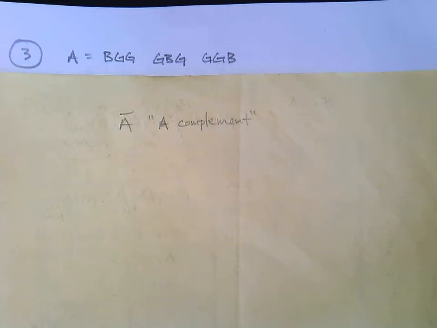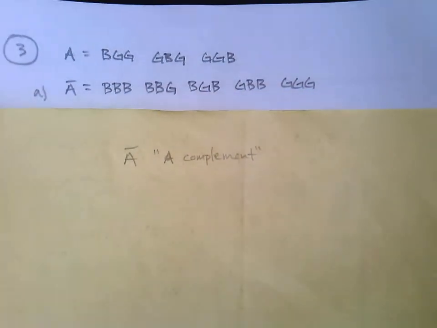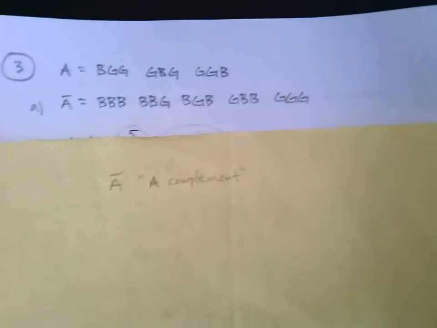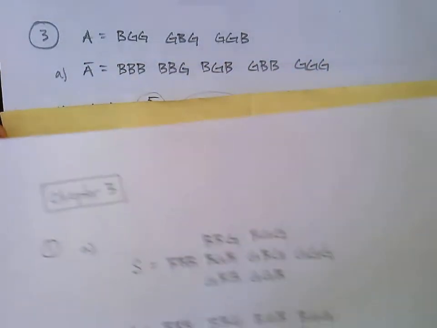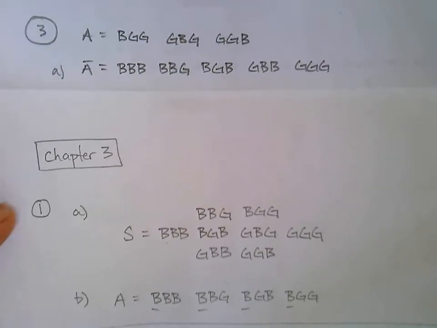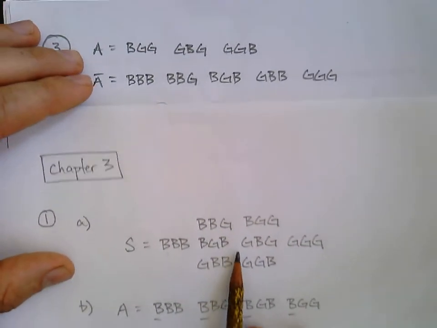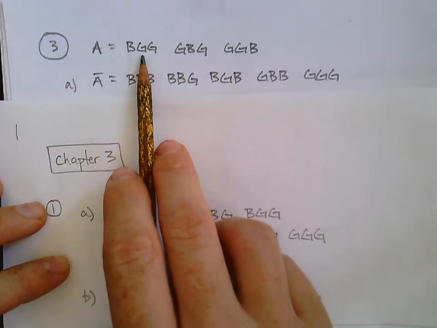Part A says, what outcomes are in A complement? All right, so A complement is going to be everything else. Actually, let me go back and grab it. It would be good maybe to have all this on the screen. You probably got it written down. If I can fit all of this, that would be helpful. Okay, so this was our sample space from before. Okay, so that's event A.